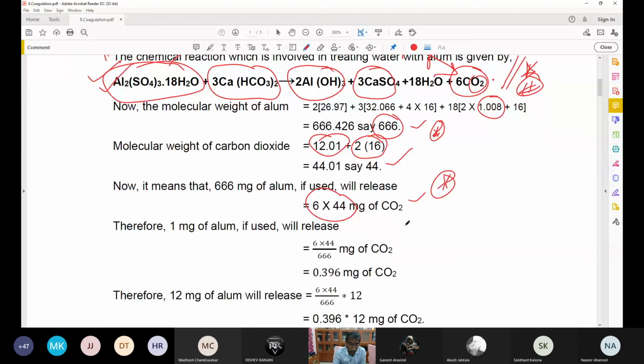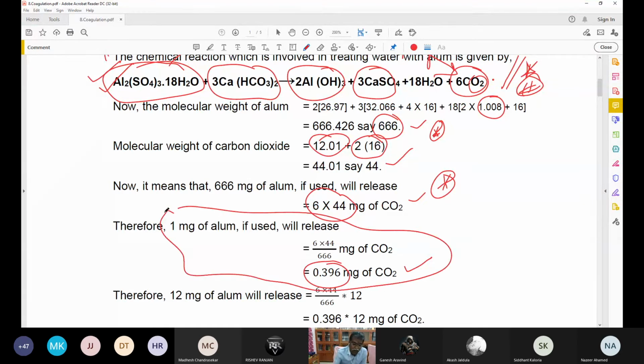So thereby I can calculate that 1 milligram of alum, if used, will produce 6 into 44 divided by 666 milligram of carbon dioxide. Thereby it will produce 0.396 milligram of carbon dioxide. 1 milligram of alum will produce 0.396 milligram of carbon dioxide. These are thumb relations you can remember. 1 milligram per liter of alum in water will release 0.396 milligram of carbon dioxide.